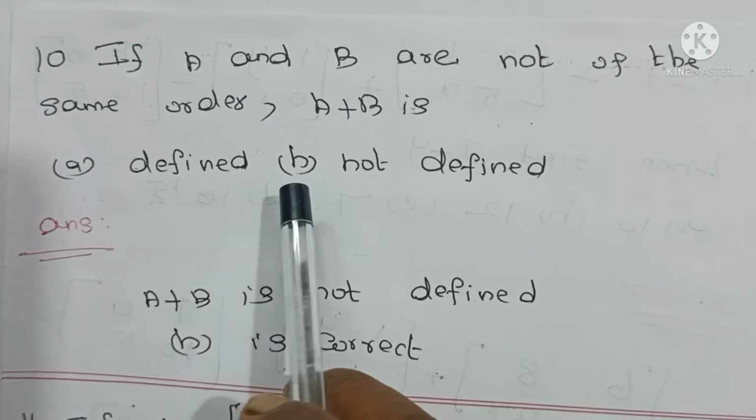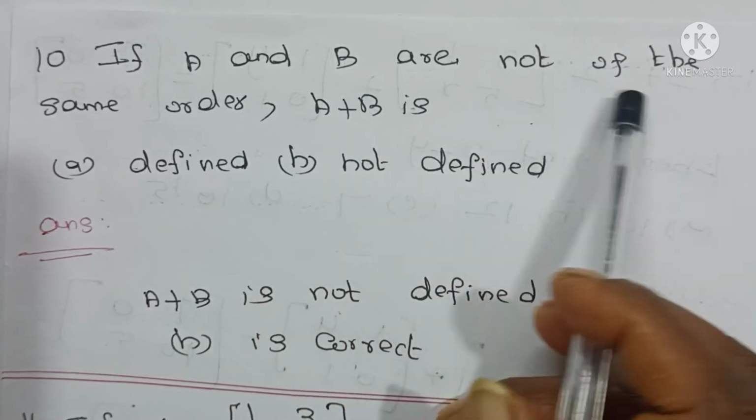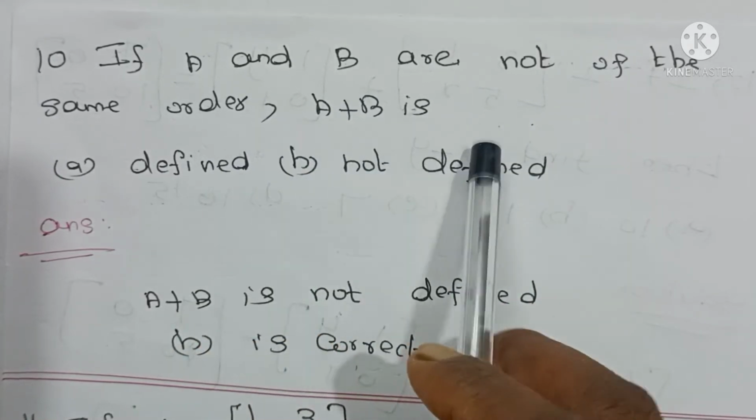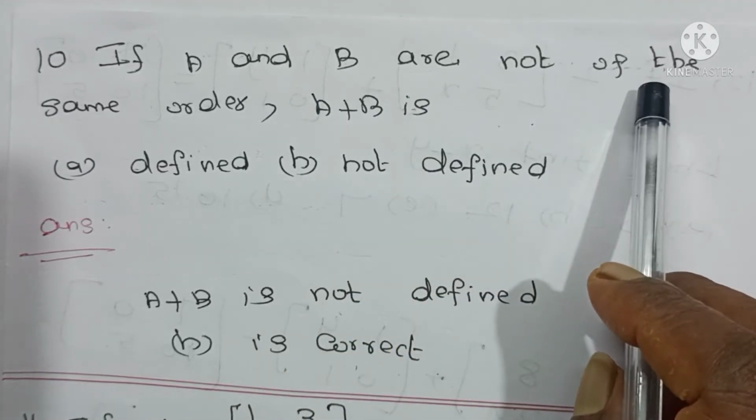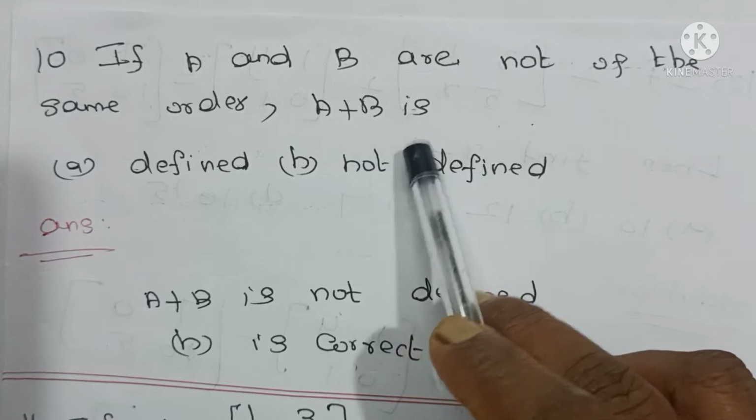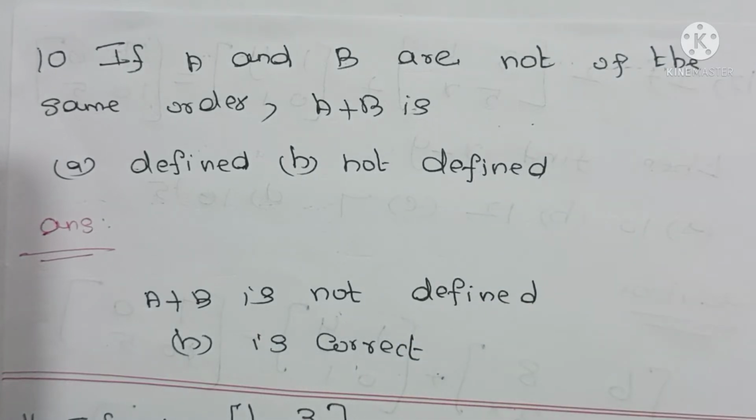Next, move on to the 10th question. If A and B are not of the same order, is A plus B defined or not defined? If A and B are not of the same order, you cannot write A plus B. So it is not defined.